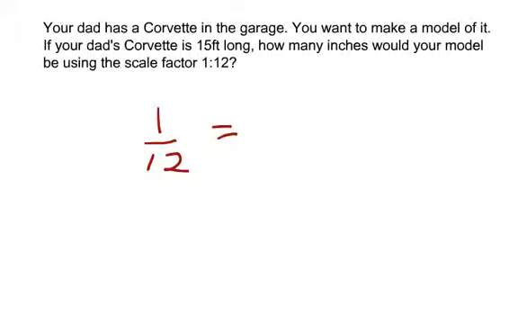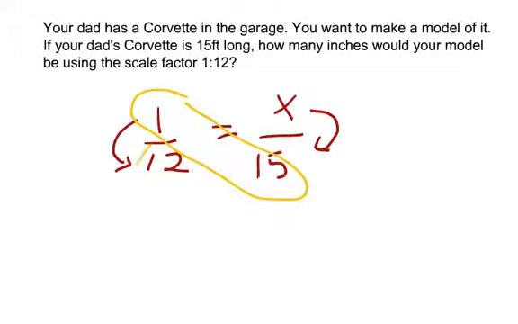So 1 to 12, 1 being the smaller one, and your model is going to be smaller than your Corvette. So that's what you're looking for, which is the top, because we're going to go in the same order, small to large, going down that way. So the other number that we have is 15 feet. So we're going to put that on the bottom. And then you're going to cross multiply.